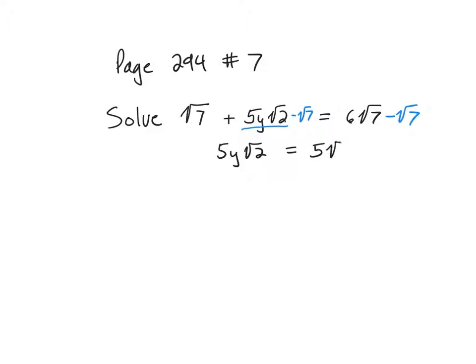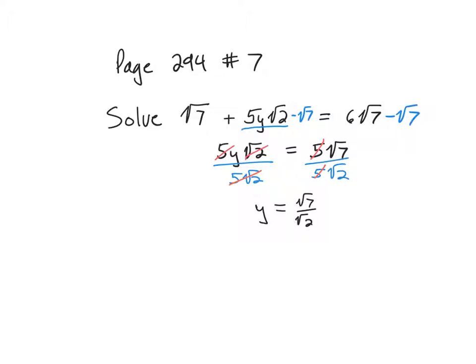That's 5 radical 7. My next step is to divide by whatever is being multiplied times the y. So that would be a 5 radical 2. I do it on both sides. And I see that I can cancel these 5's, and these cancel over here as well, and all that's left is y equals radical 7 over radical 2.